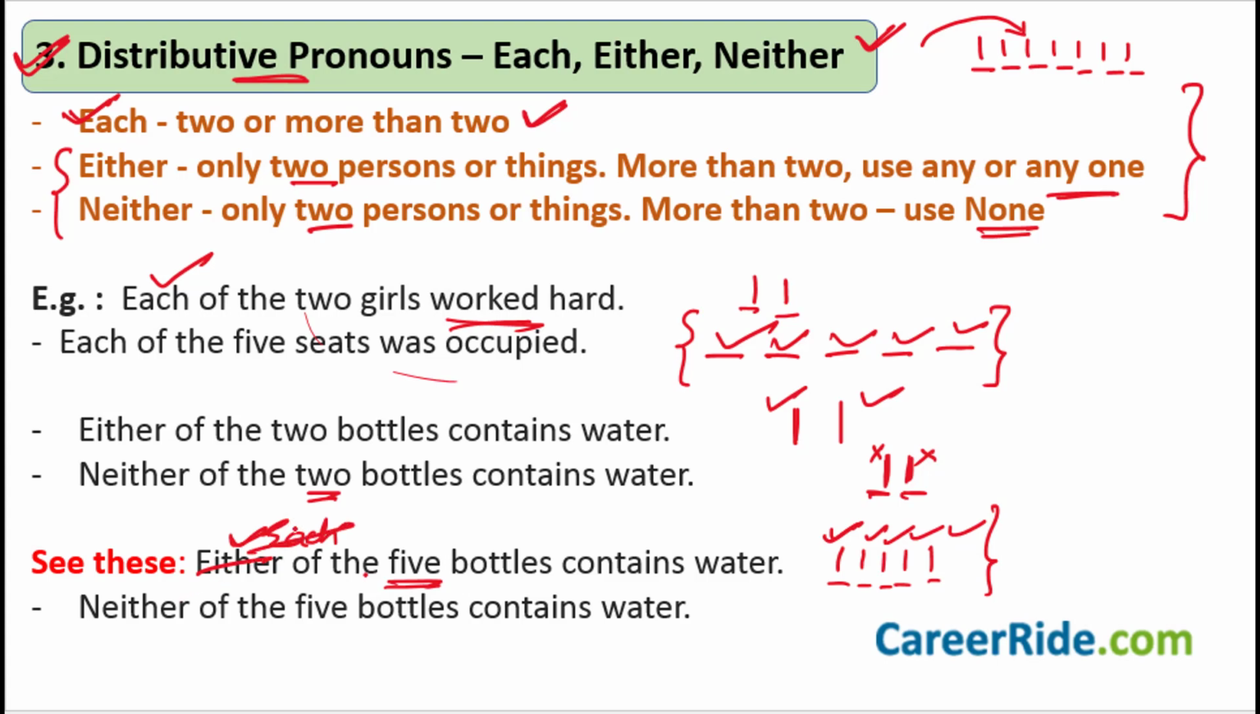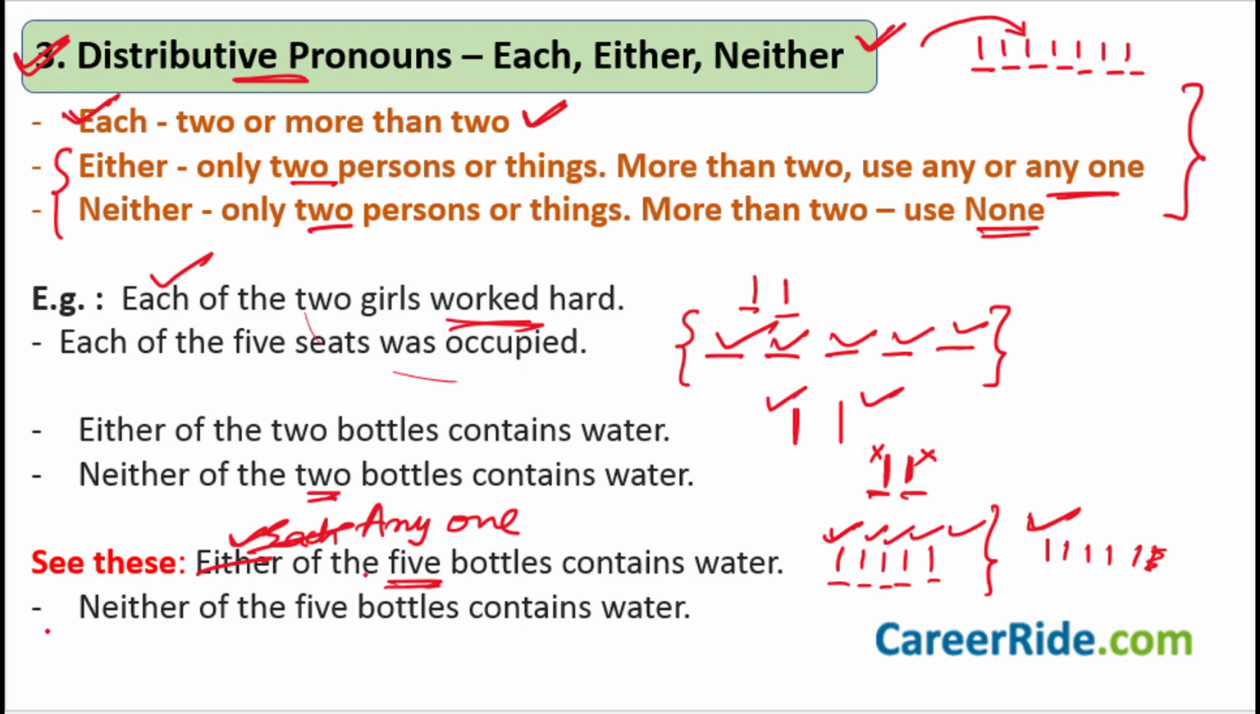So what do we do? We would simply write, any one of the 5 bottles contains water. Now the meaning of the sentence has also not changed. It is still the same, right? There are 5 bottles and one of them has water. Any one of these bottles has got water in it, right?